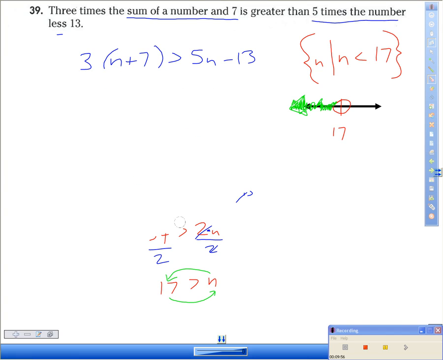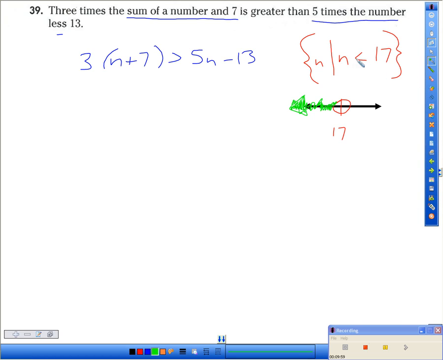choose a number that is part of the solution set. Again, that just means any number, in this case, that is less than 17, and put it back in place of the variable everywhere we see the variable. So here and here. Well, all numbers less than 17, so I'll use 16. So instead of 3 times n plus 7, we'll have 3 times 16 plus 7. And instead of 5 times n, we'll have 5 times 16.